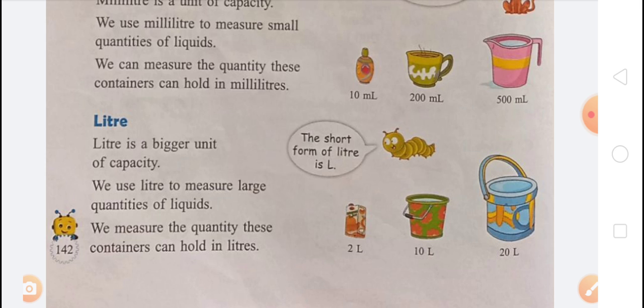Okay, and we measure the quantity these containers can hold in liter, and a short form of liter is L. Liter is a bigger unit of capacity, and we use liter to measure large quantities of liquid, like any bottle that can hold 2 liter of water, any bucket that can hold 10 liter of water, and any big container that can hold 20 liter of water. We measure the quantity these containers can hold in liters.